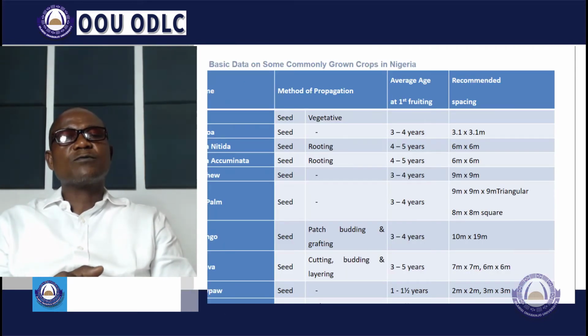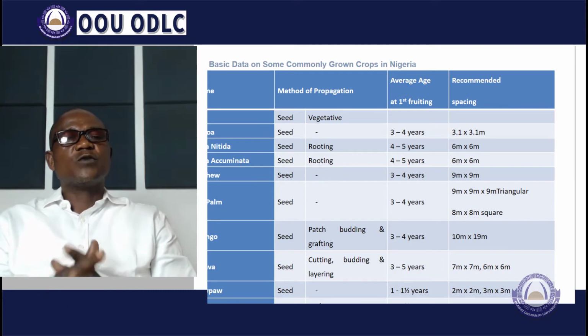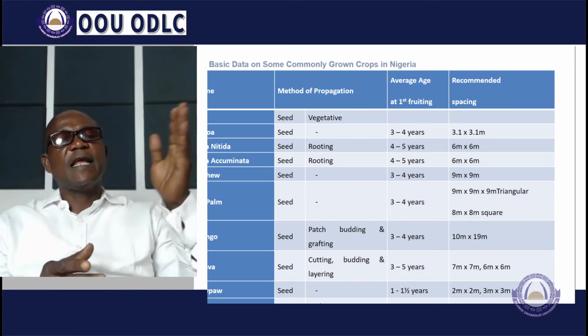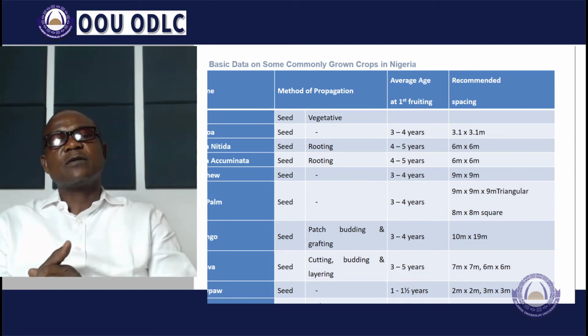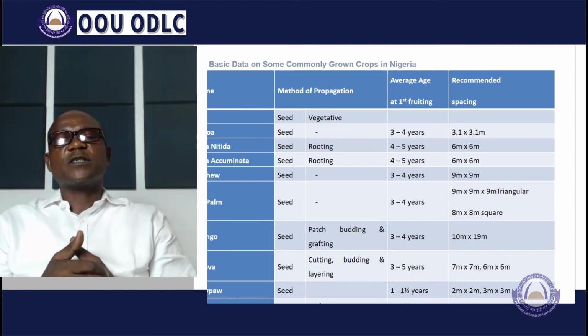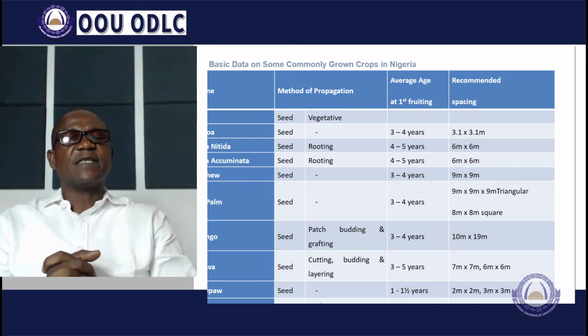Basic data on some commonly grown crops in Nigeria. This will be treated under the following heads: the name of the crop, the method of propagation, the average age at first fruiting, and recommended spacing. Cola.